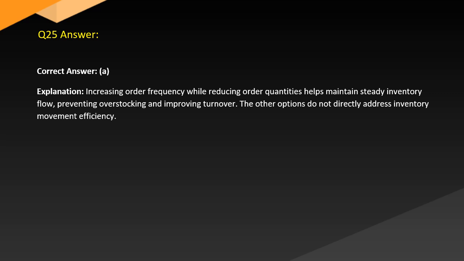Answer. Correct answer A. Explanation. Increasing order frequency while reducing order quantities helps maintain steady inventory flow, preventing overstocking and improving turnover. The other options do not directly address inventory movement efficiency.